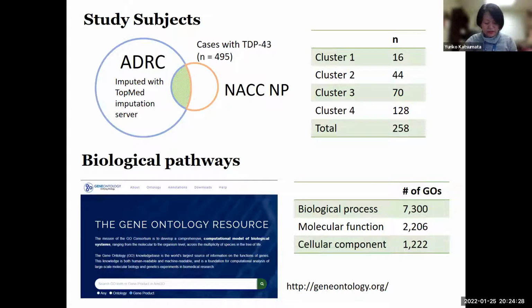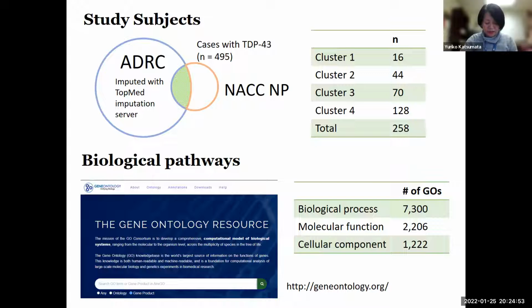Data came from the NACC neuropathology dataset linked to the Alzheimer's Disease Genetics Consortium genotype data. The genotype data were imputed with the TOPMed imputation server. Of 495 people with TDP-43, 258 people had the ADGC genotype data.